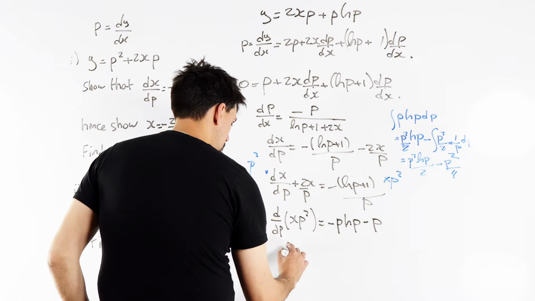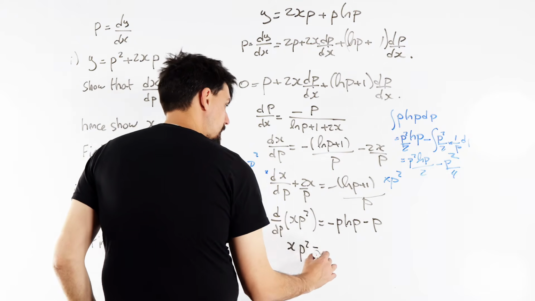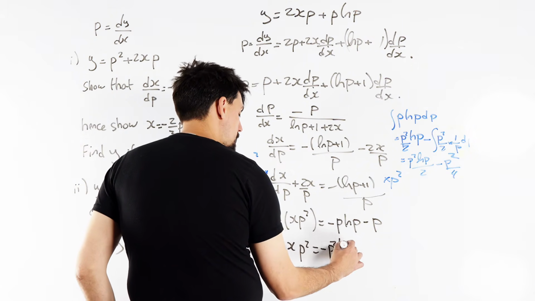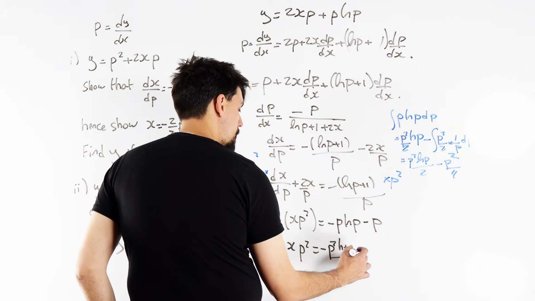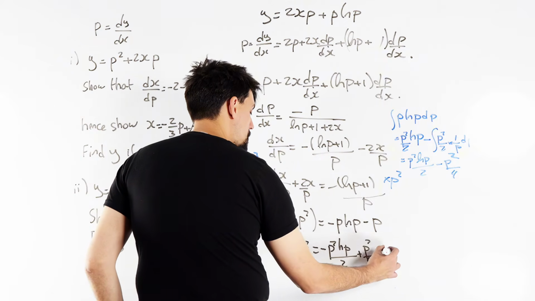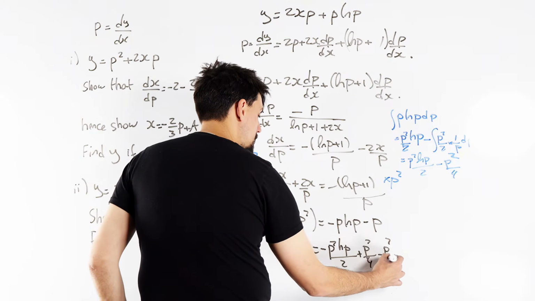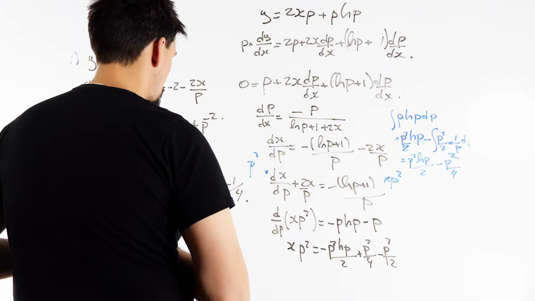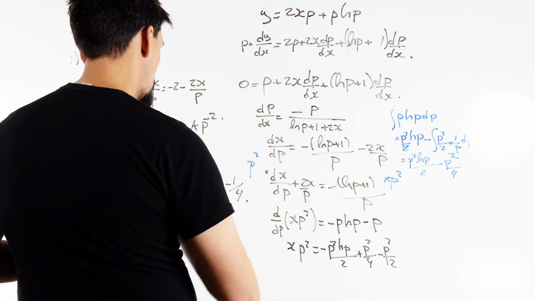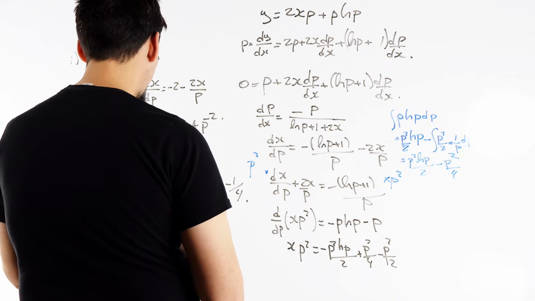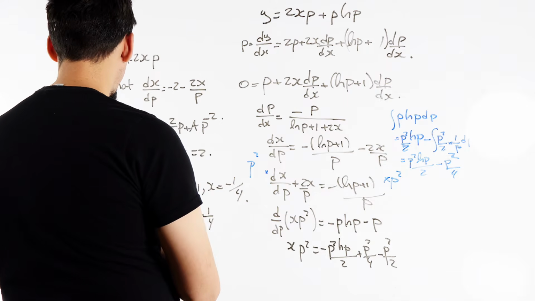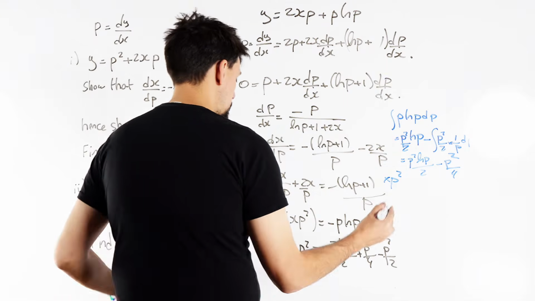Okay, so we get x p squared is minus p squared ln p over 2 plus p squared over 4 minus p squared over 2. Now, is this roughly what we want? Divide everything by p squared. Yes. Oh, plus a constant, plus a constant.